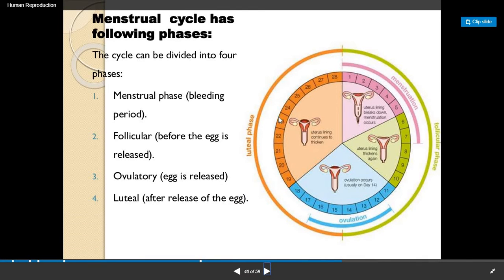Now here you can see in the figure, this purple part is known as the menstrual or bleeding period. Here the bleeding period lasts for 3 to 5 days. Then from 6 to 10 days it is known as the follicular phase, before the egg is released. Then from the 11th to the 18th day it is known as the ovulatory or ovulation phase. And next is the last phase, the luteal phase. After the luteal phase, the cycle is repeated.